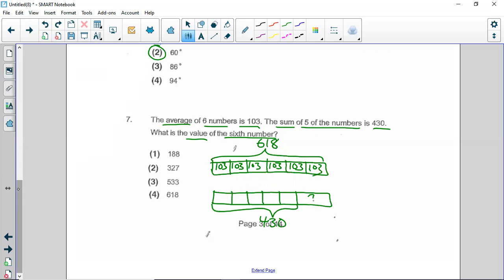What is the last number? So you take 618 and you minus 430, and you will get the last number, which is 188. Okay, that's the last number. So answer number 1. So average model, right? If you do not know how to do. Okay, question 8.